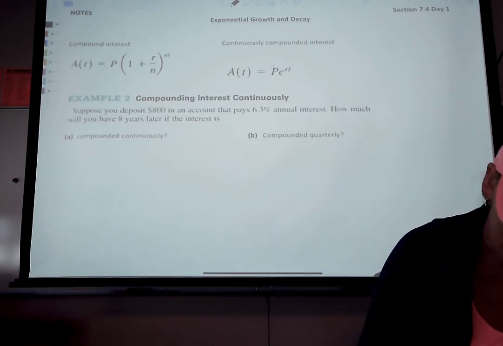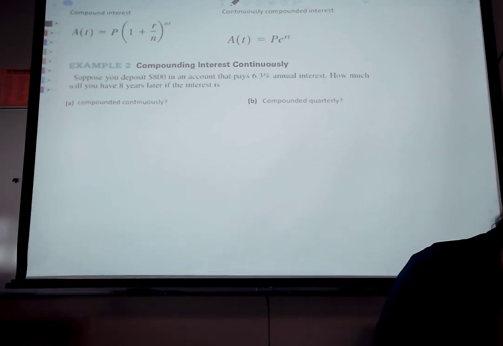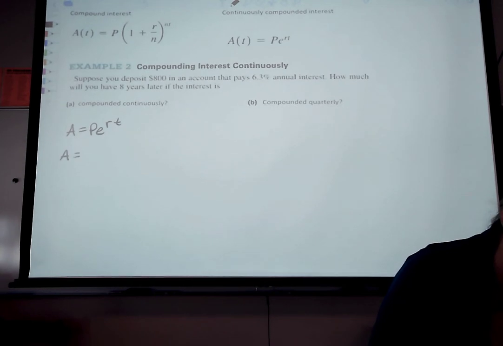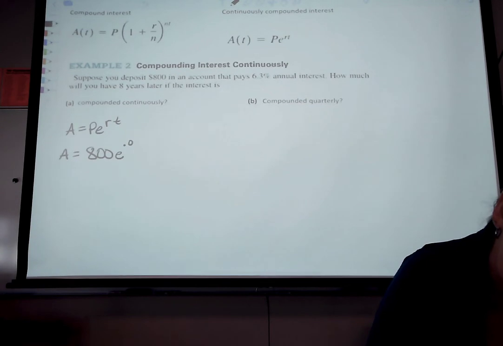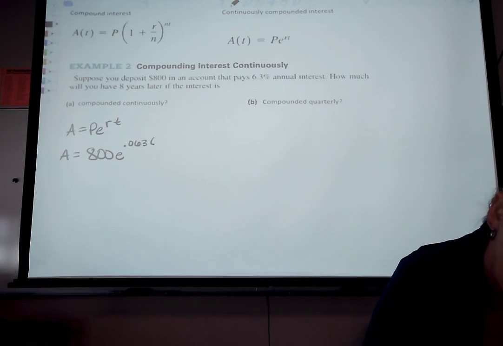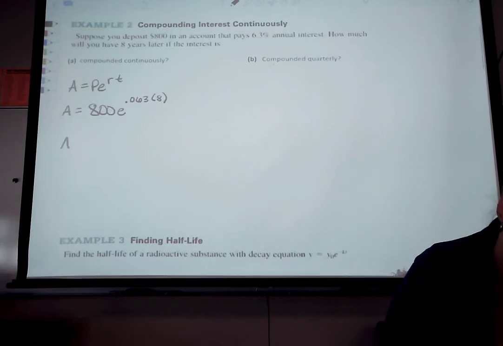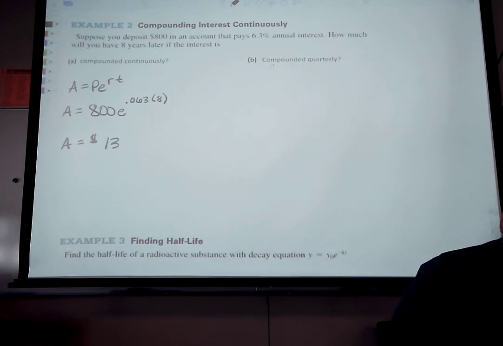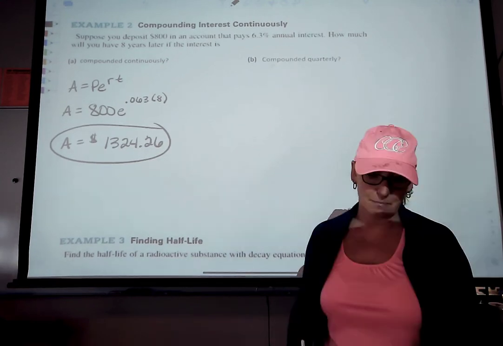So if we're going to compound continuously, I'm going to use the PERT equation. And I'm going to have 800 as my initial investment. My rate, 0.063 times 8 for 8 years. And the amount that I have written on my paper is $1324.26. $800 continuously for 8 years.